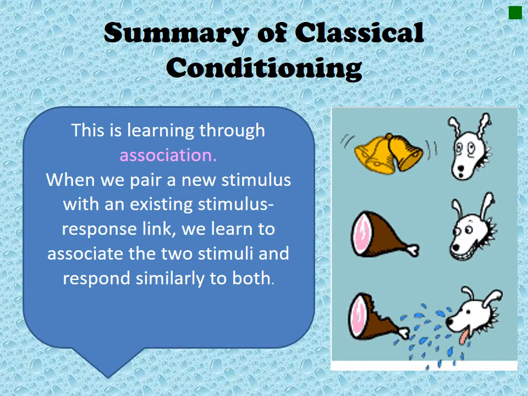In summary then, classical conditioning is learning through association. I really suggest you learn that phrase. It's when we pair a new stimulus with an existing stimulus response and we learn to associate the two stimuli and respond similarly to both.